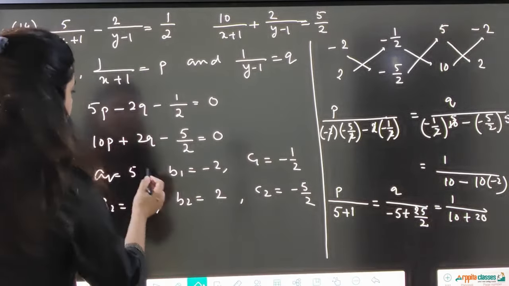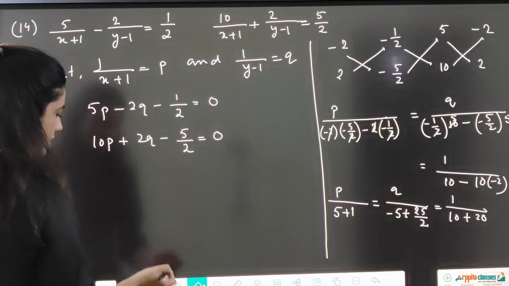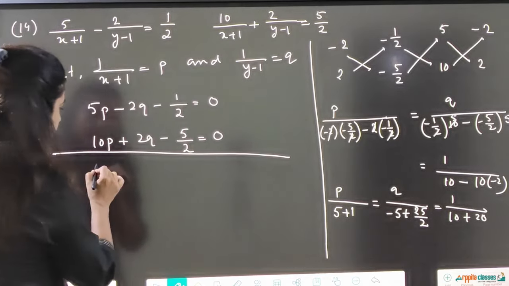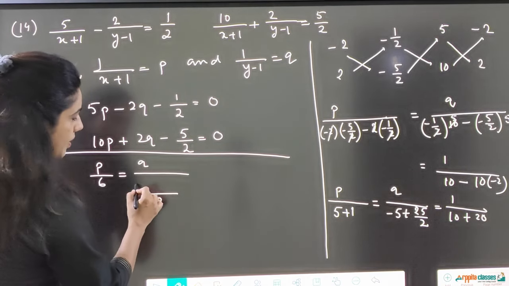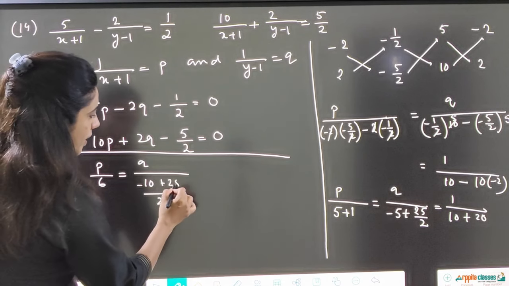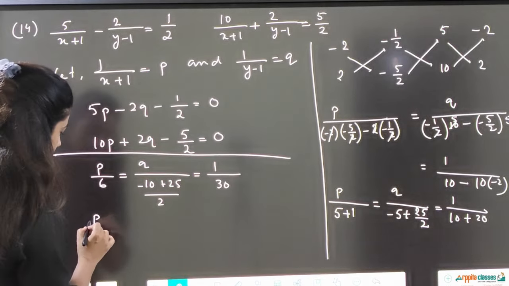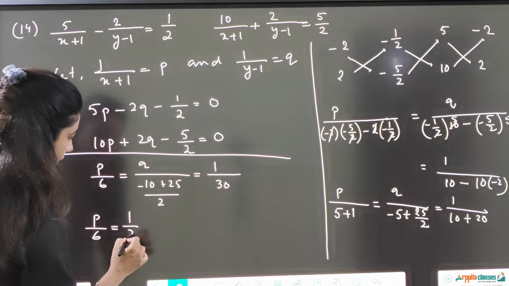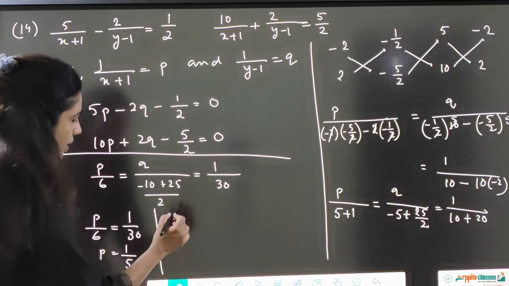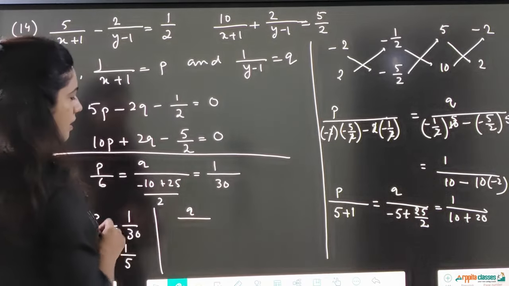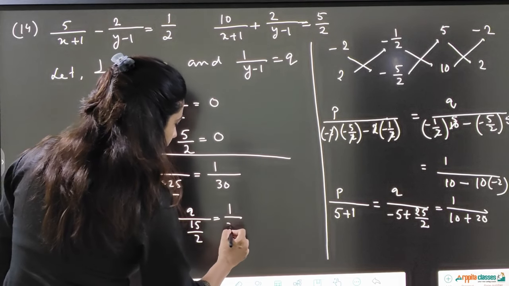Okay, so let me erase this part. I'm doing it here. So p upon 6 is equal to q upon 2 is the LCM here, minus 10 plus 25 is equal to 1 upon 30, right? So now p upon 6 is equal to 1 upon 30, or p is equal to 6 upon 30, that is 1 upon 5. Now here q upon, this is coming 25 minus 10, that is 15 by 2 is equal to 1 upon 30.